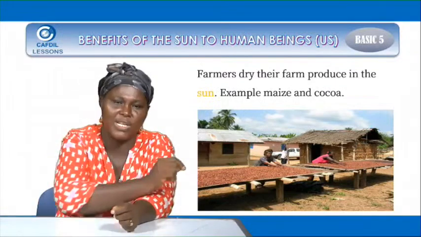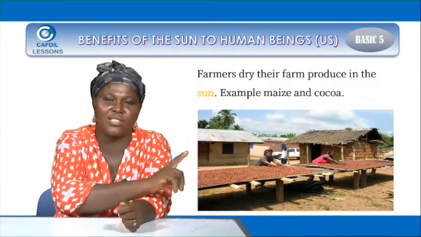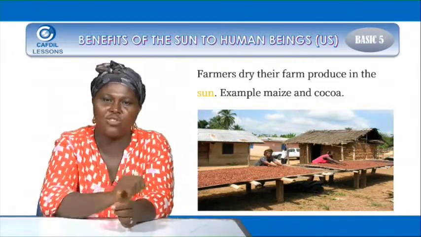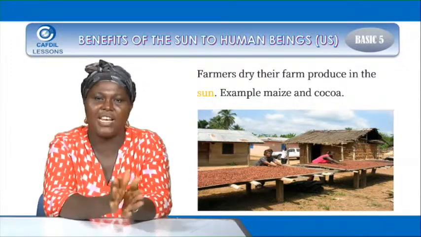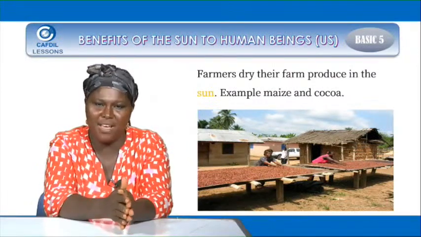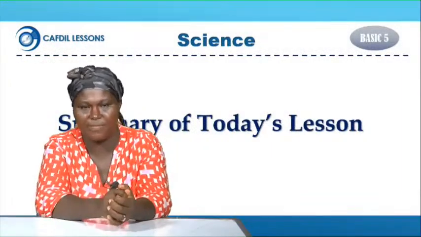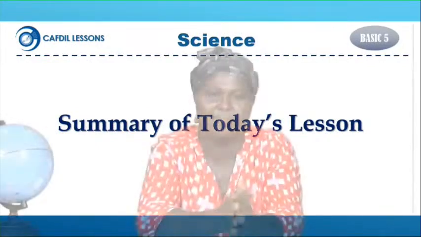This is cocoa. They can also dry maize, beans, groundnuts. So the sun helps farmers to dry their farm produce. An example is maize and cocoa and other produce. Learners, you have done very, very well. Let's look at the summary of today's lesson.